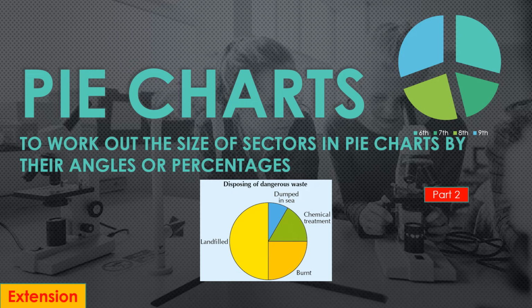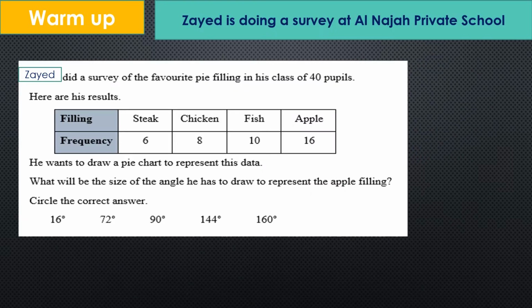Good morning. Today our lesson is also about pie charts, but it's an extension of the previous lesson. We also have to work out the size of sectors and to find the amount in each sector in a pie chart by their angles or by the percentage given. Now let's start our lesson by doing this exercise to refresh our memory about what we studied before.